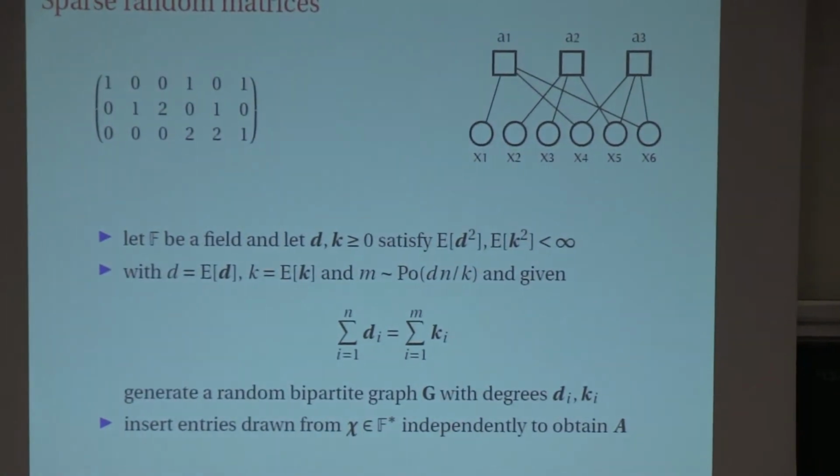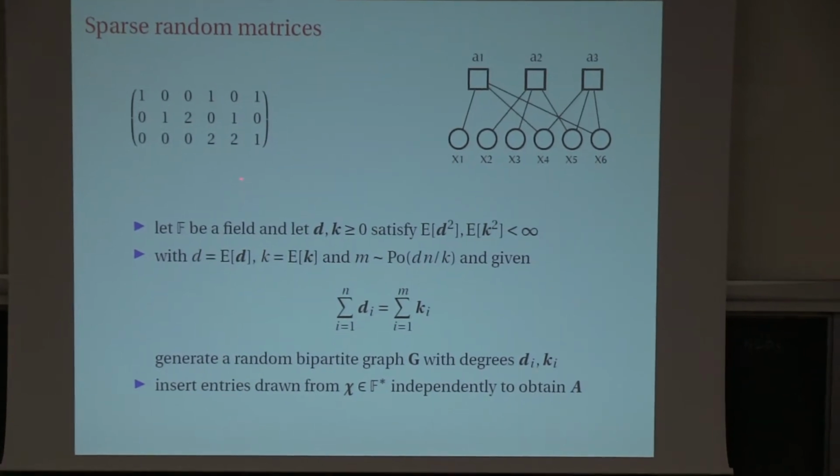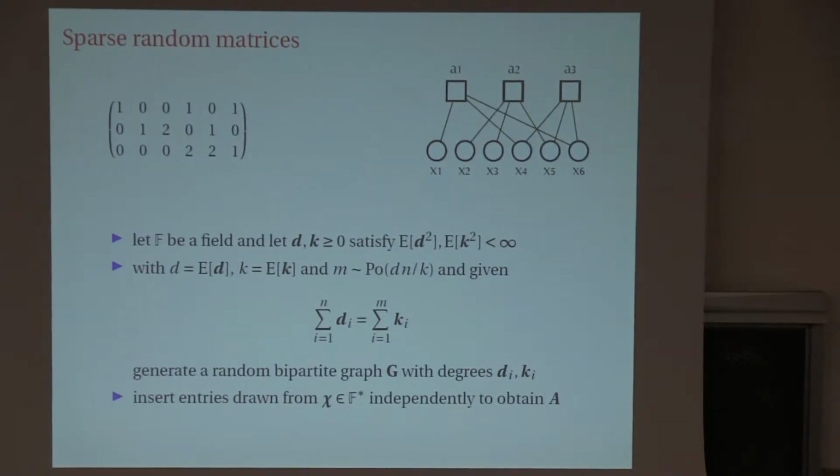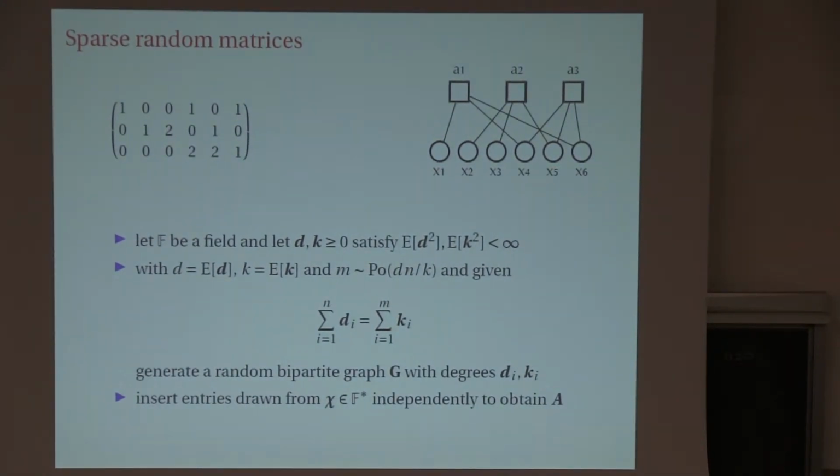What we do is we create a random matrix like this by first setting up a factor graph like Marc Mézard described in his talk. And this factor graph is a random object. Specifically, we have two types of nodes, these variable nodes here at the bottom and these check nodes here at the top. The check nodes will eventually correspond to the rows of the matrix and the variable nodes to the columns. We fix two probability distributions D and K. D is going to be the distribution of the degrees of the variable nodes. K is going to be the distribution of the degrees of the check nodes.